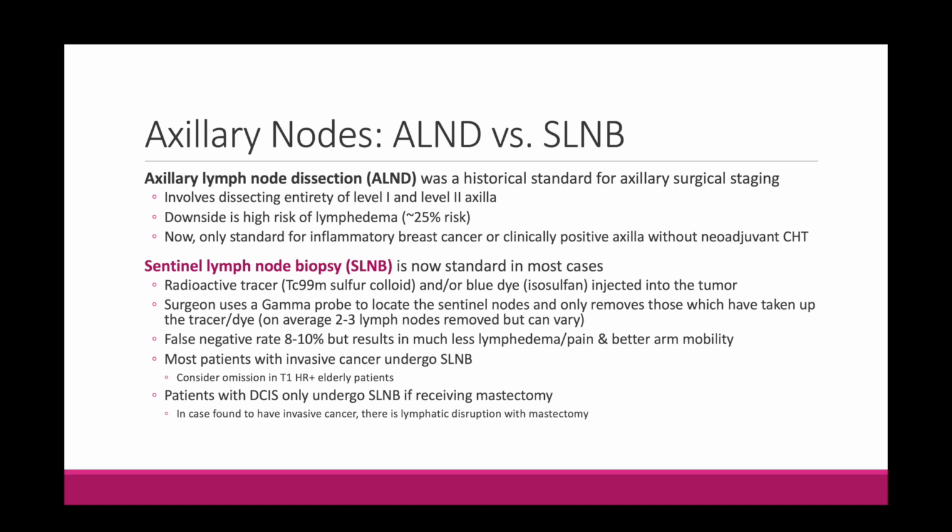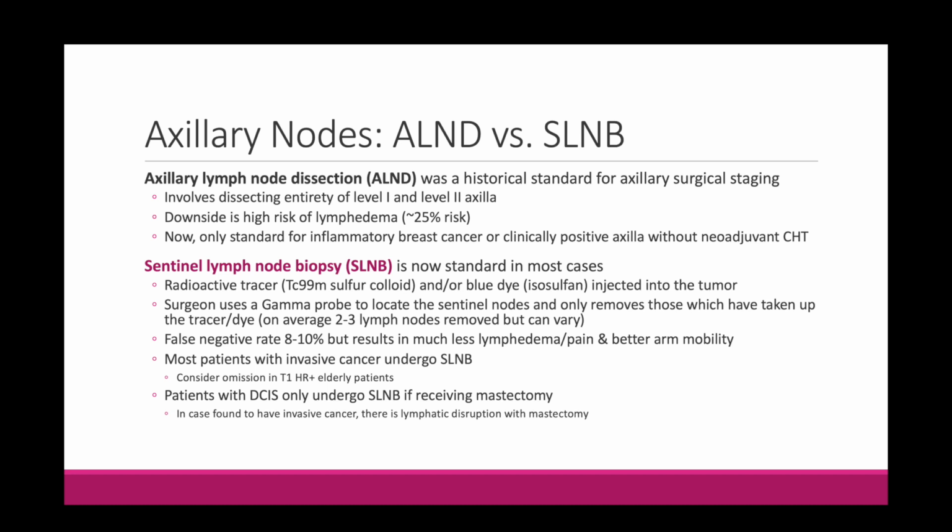Historically, what all patients used to get was an axillary lymph node dissection, which involves dissecting the entirety of level 1 and 2 axilla. The old radical mastectomy used to go after level 3 as well, but we've moved away from that. And if patients get an axillary lymph node dissection today, it's typically just axillary levels 1 and 2 that we're going after. The big downside of axillary lymph node dissection, however, is that there's a high risk of lymphedema, around a 25% risk. So patients can get arm swelling, and it really affects their quality of life.